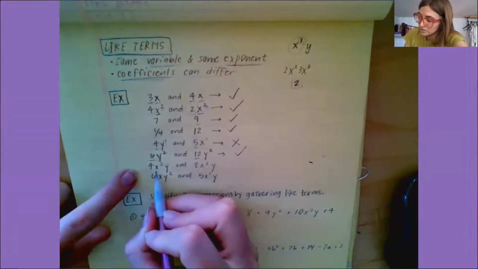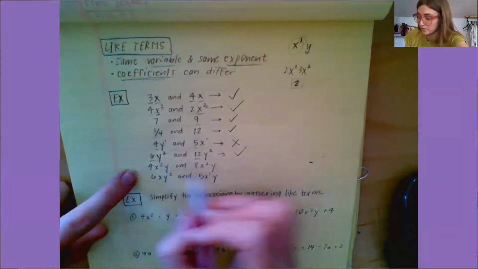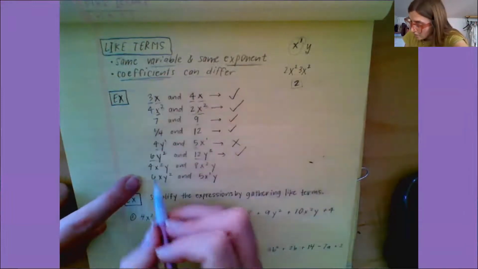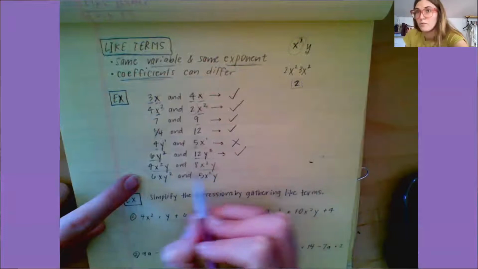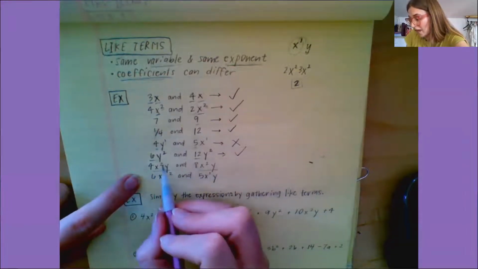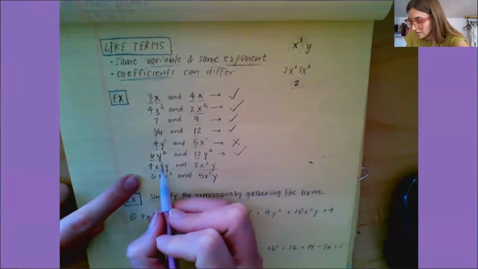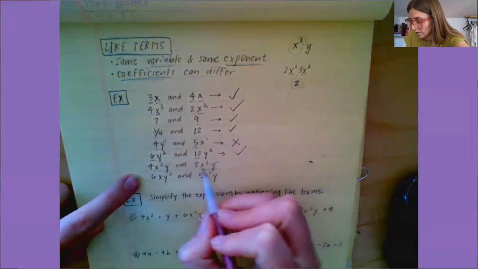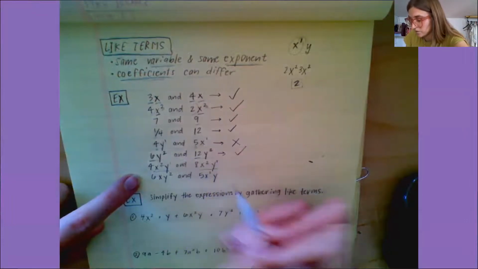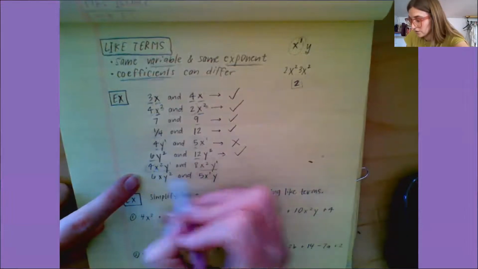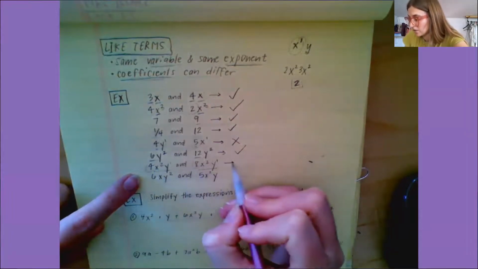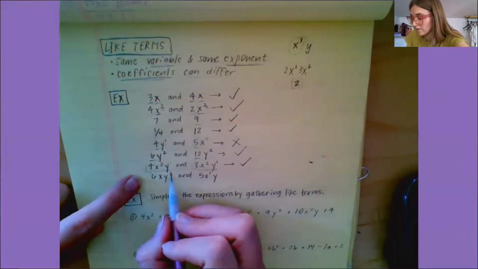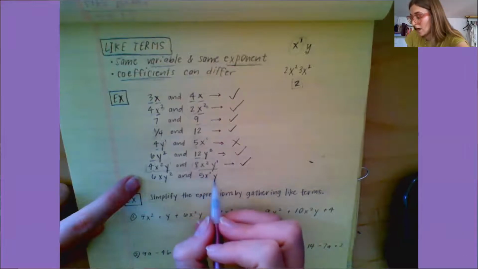Now we have 4x squared y. We have two variables here in these terms, and 8x squared y. However, both of those variables are the same, and the exponents are the same. The x is raised to the power of 2, y is raised to the power of 1. Same over here, x squared, y to the first. Coefficients are different, but that's okay. These are like terms.